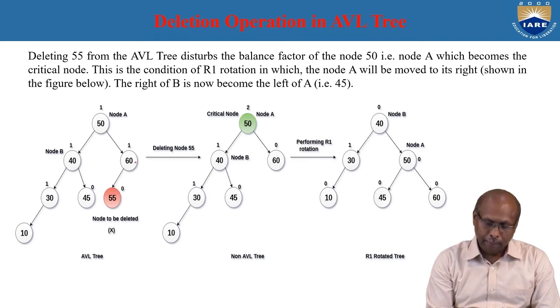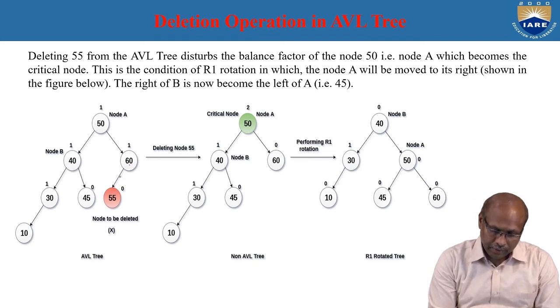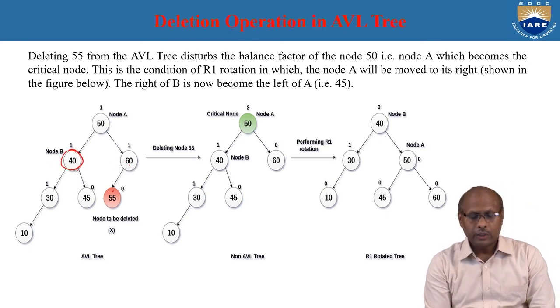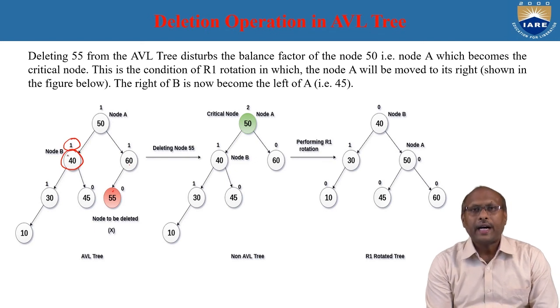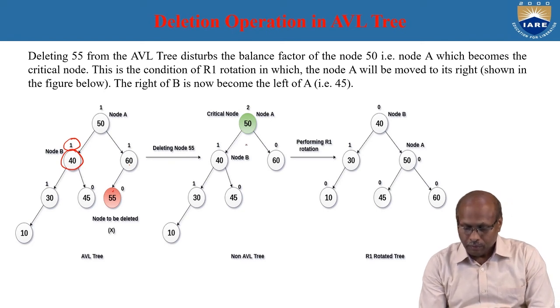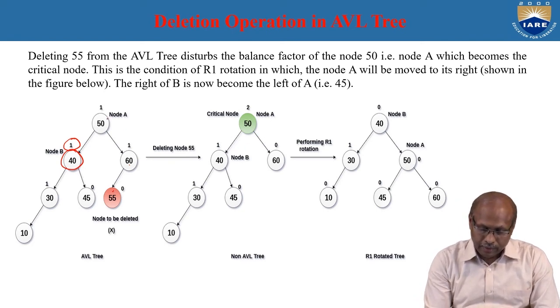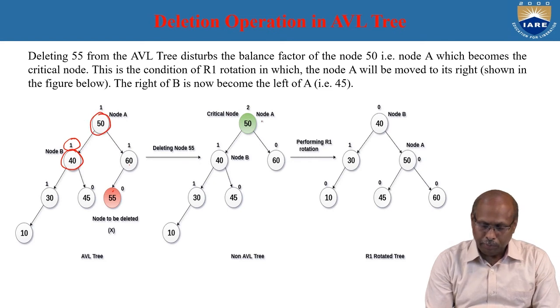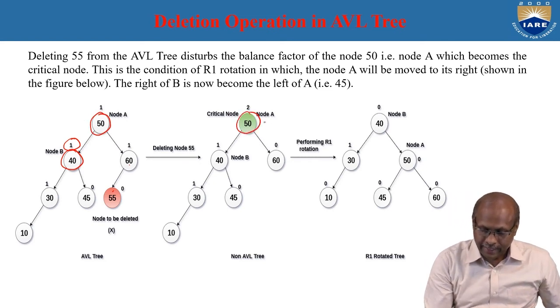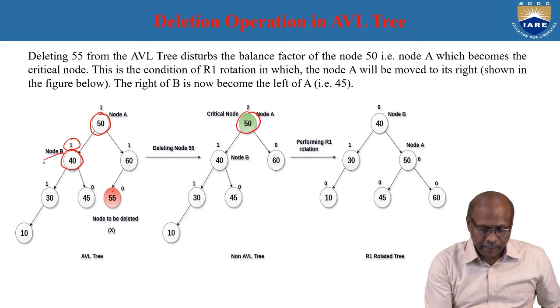Now 55, the parent is A, meaning 60. Their corresponding sibling, that is 40, has balance factor 1. So it requires R1 rotation. Whenever you want to delete 55, you make the critical node, that is 50, the parent node. Sorry, this is the critical node, and the corresponding sibling is node B.